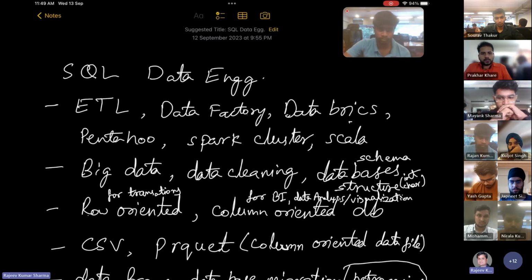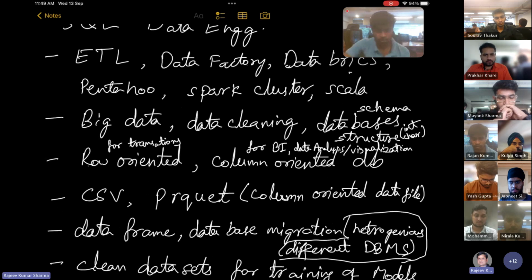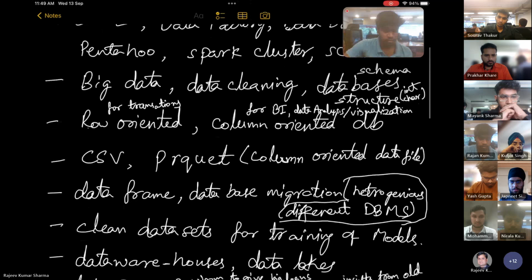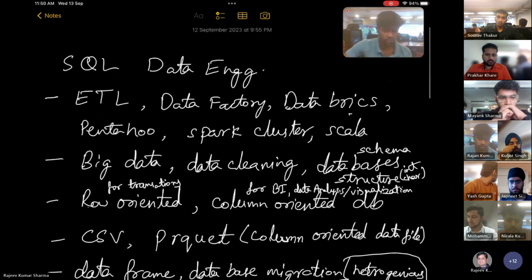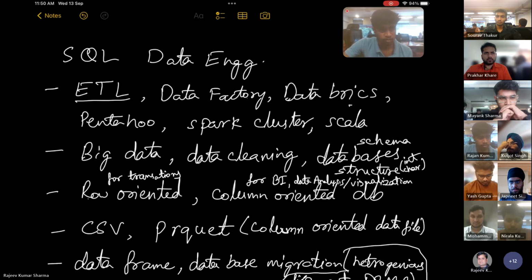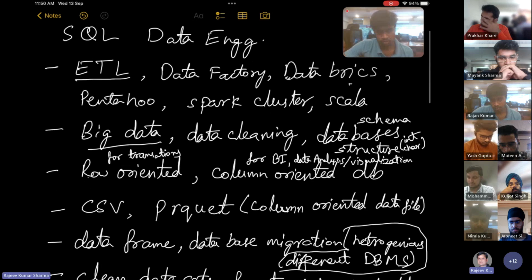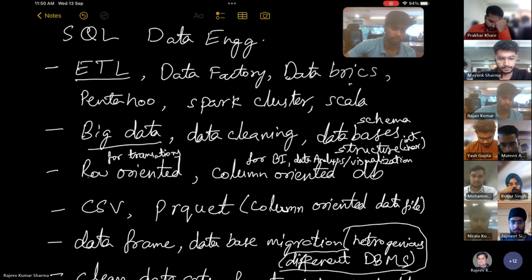We know where we need to store the big data. Now you will be aware of terminology: data factory. I'll be giving you basic knowledge of big data, data cleaner, and schemas.